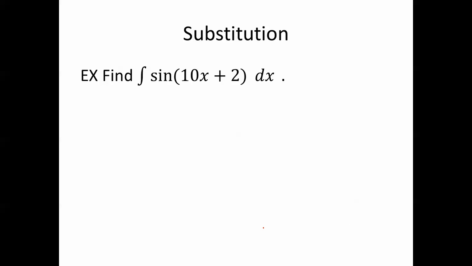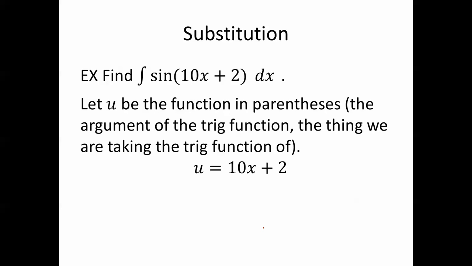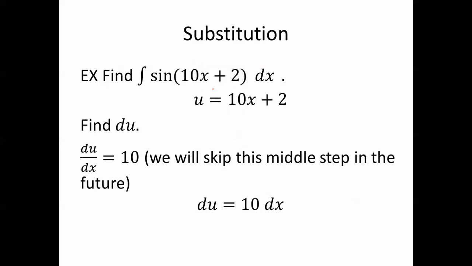Find the integral of sine of 10x plus 2. Again, let u be the argument of the trig function, the thing we're taking the trig function of. That would be u equals 10x plus 2. Let's find du. du/dx is 10. We're going to skip this middle step in the future and just jump straight from here to here. So u is 10x plus 2 means du/dx is 10. Multiply both sides by dx, and we get du equals 10 dx.